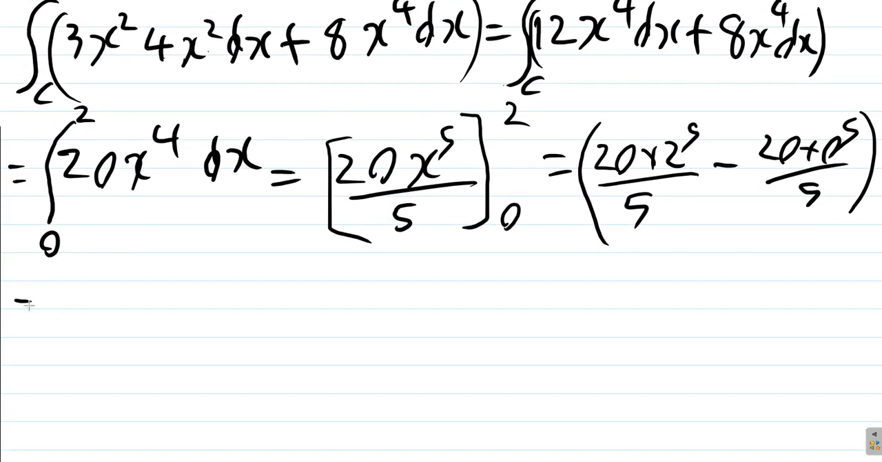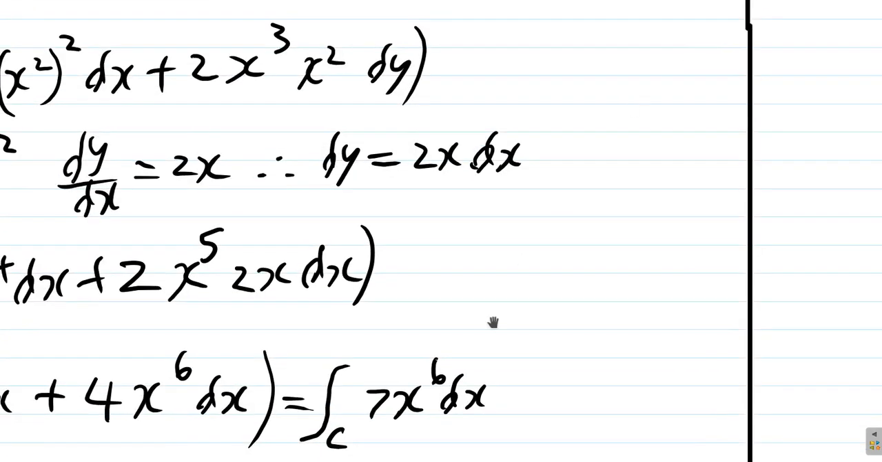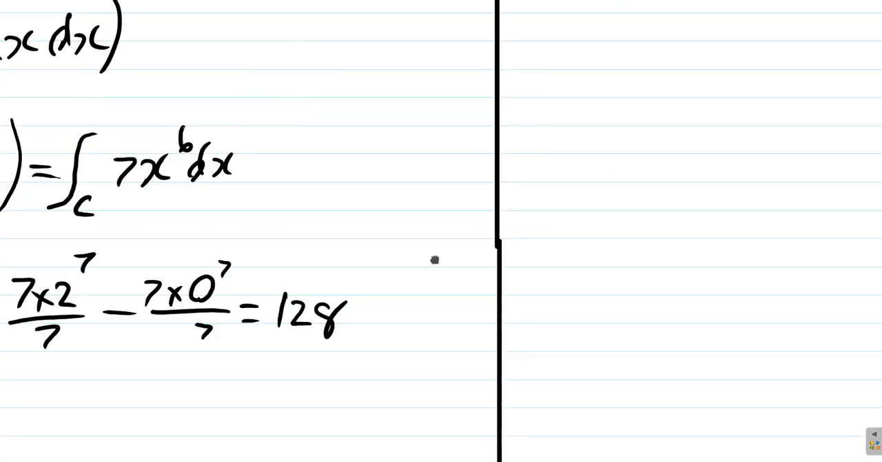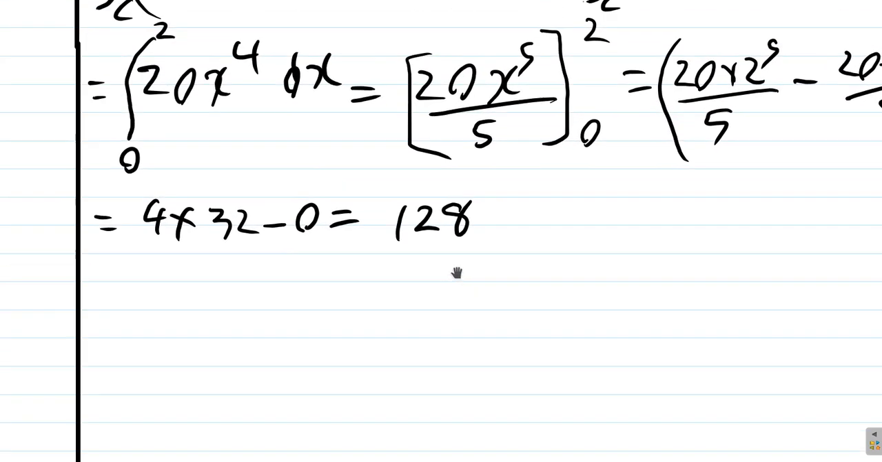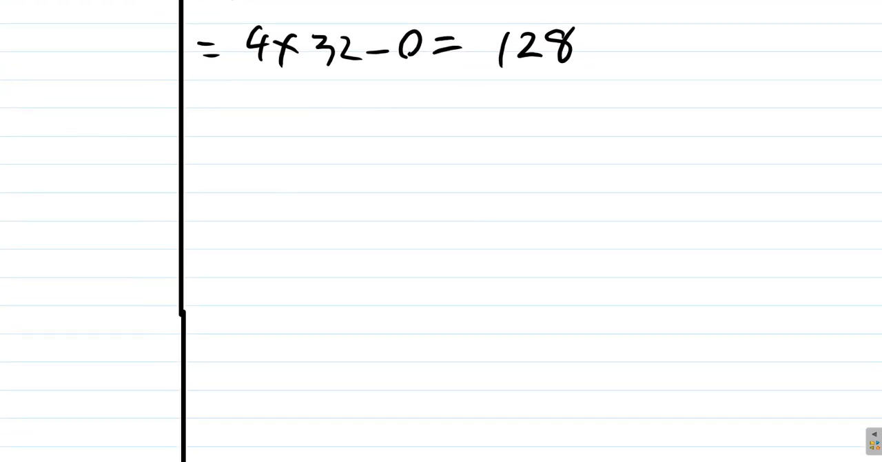So what do we get now? 5 into 20 is 4, times what is 2 to the 5th? 2 2's 4, 4 2's 8, 8 2's 16, 2 2's 32. 32 minus, well, you know, this part will be 0. That is 20 times 0 over 5, which is 0. 4 by 32 is what? 4 2's 8, 4 3's 12, 128. We get 128 again. Same thing. Alright? That's part B. Let's look at part C now.